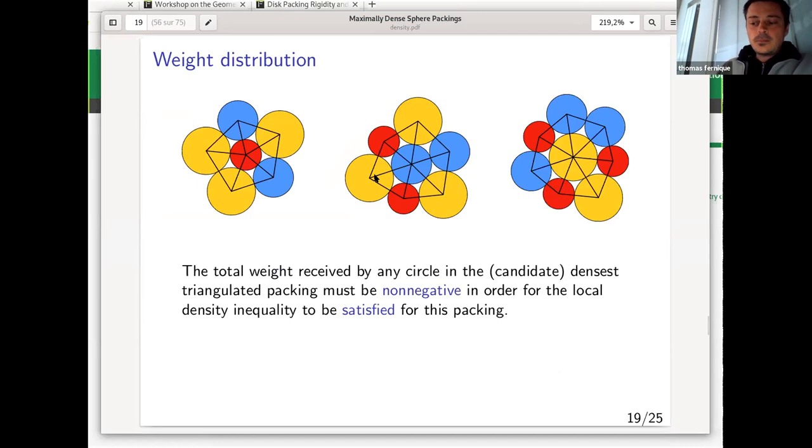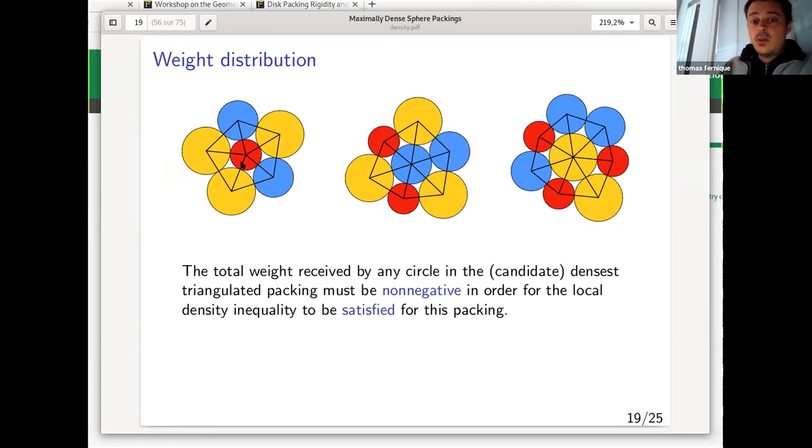And now I want to add equations on the weights so that it works well with my target packing. That is my triangulated packing that I want to show is the densest one. So I look in the target packing, and I'm especially interested in the case where you consider one circle and all the circles around it. So each triangle here will give weight to the red circle.